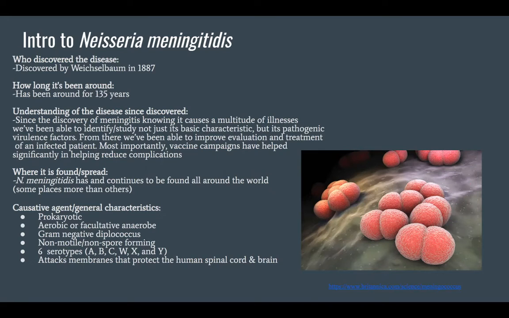Meningitis continues to be found all around the world, some places more than others. And fortunately, our understanding of this disease has improved exponentially, which has allowed us to incorporate vaccine campaigns, which have reduced several complications. General characteristics include it being prokaryotic, aerobic or facultative anaerobe, gram-negative diplococci, non-motile, non-spore forming, and it attacks membranes that protect our spinal cord and brain.